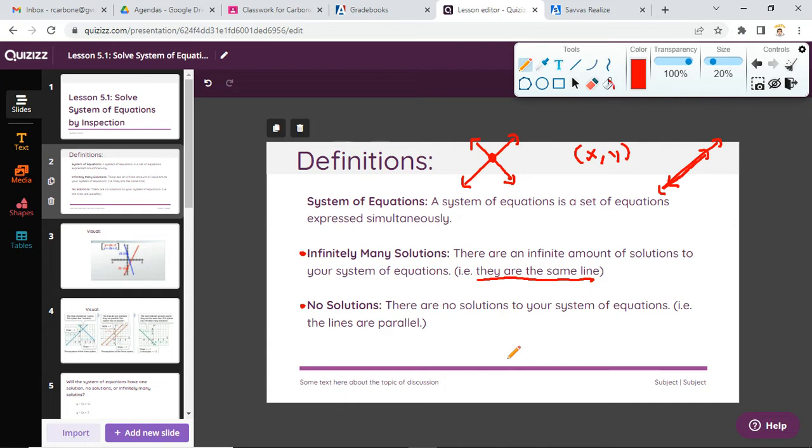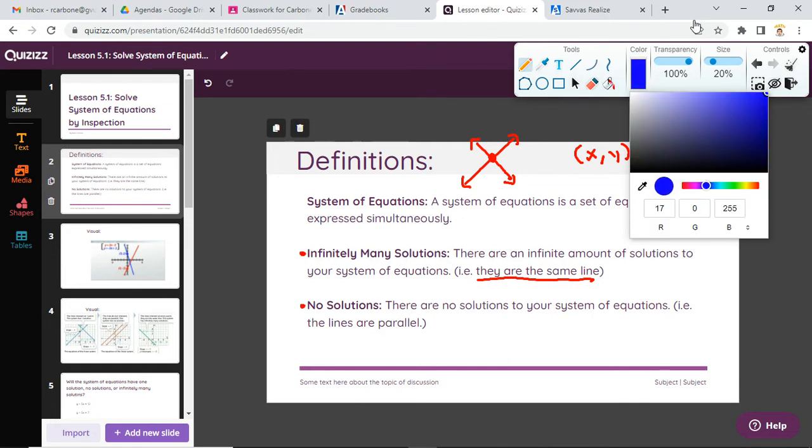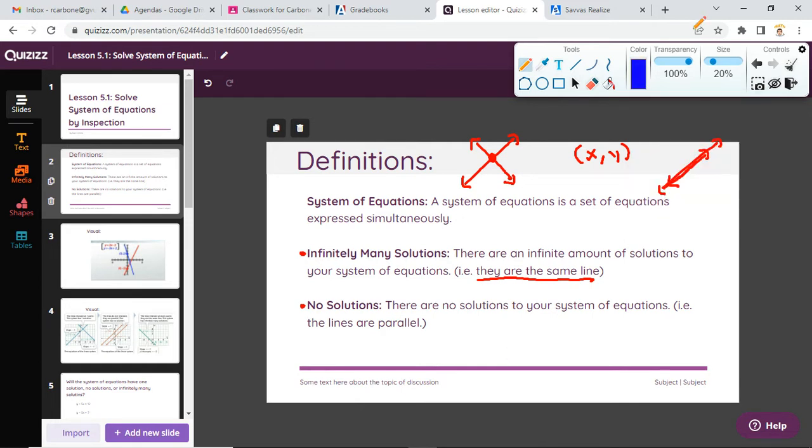Another one we have are no solutions. When there are no solutions, that means your lines do not intersect whatsoever. Now, what type of lines can you think do not intersect? Well, if you guys were thinking parallel lines, you are correct. Look right here. If we have two parallel lines like such, notice these lines are never going to touch, right? That means there are no solutions to the system of equations, or your lines are parallel.